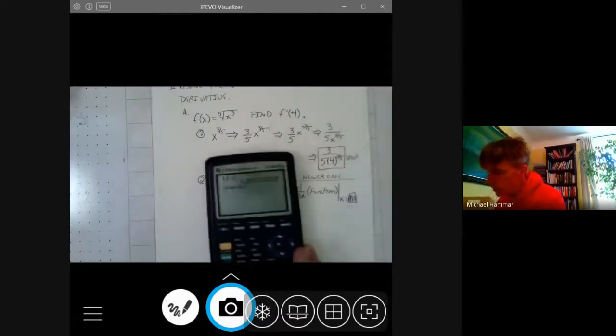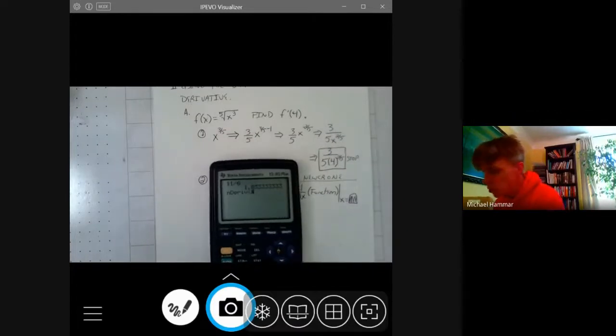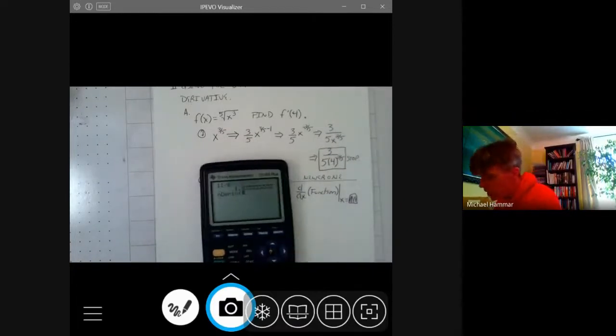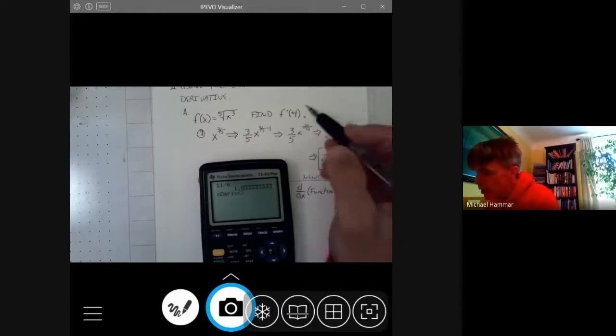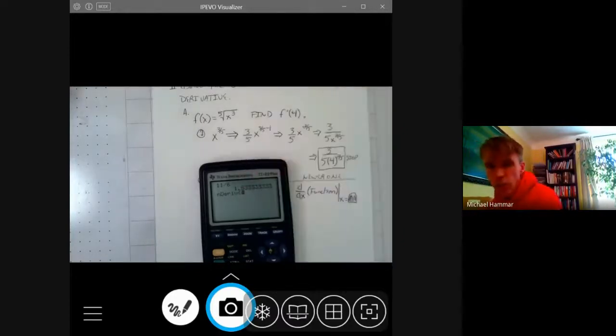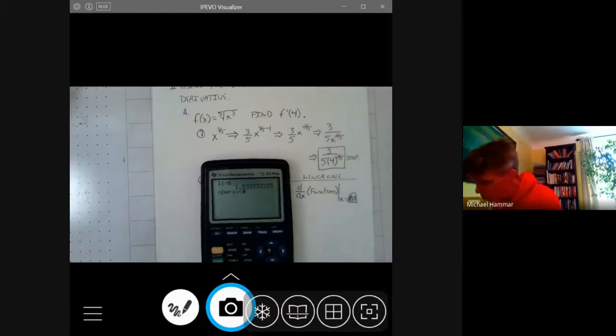Now, let's type in our function. From here on out, it's just going to be filling in the function. I am going to type in x to the 3/5, because it's kind of hard to type in a square root. So I'm going to type in x, use my little caret, and then put in parentheses 3 divided by 5. Then you have to put a comma in there. The comma tells the calculator that you're done with the function.